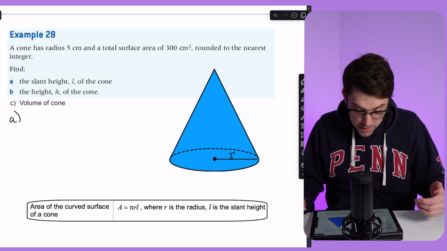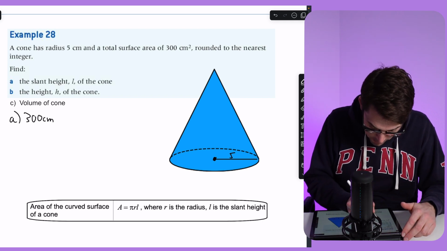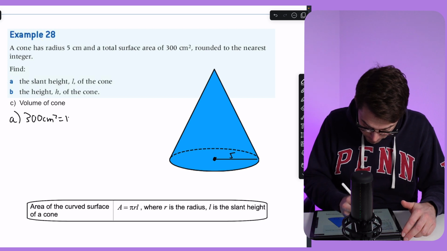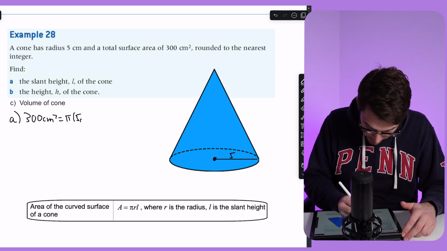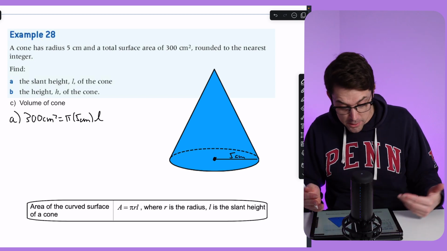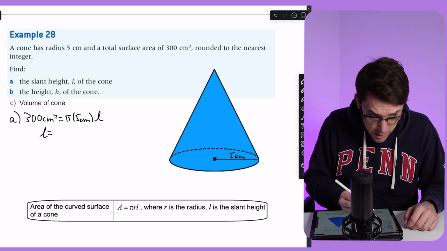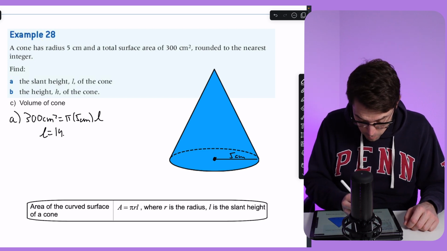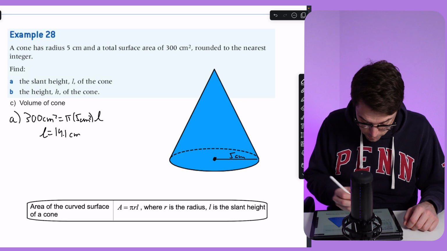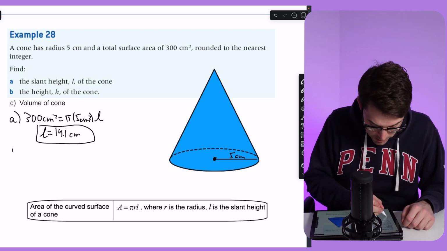Okay, so now if I want to find the slant height of the cone, I know that 300 square centimeters is my total area. I have pi, I have r as 5 centimeters, and I don't know what L is. So again, I can use NSolve, isolate for L, and figure out what that is. L is going to be 14.1 centimeters, sorry, square centimeters. 14.1 to 3 significant figures.